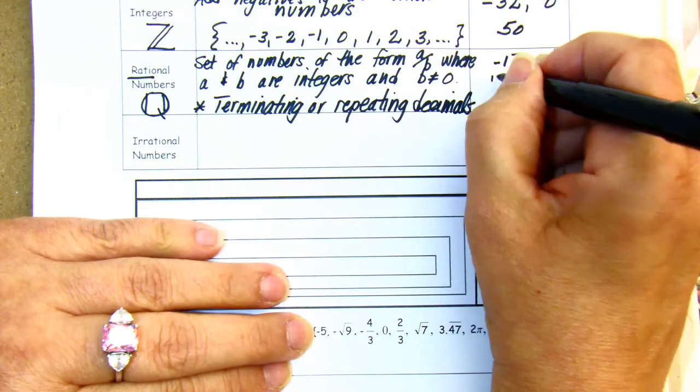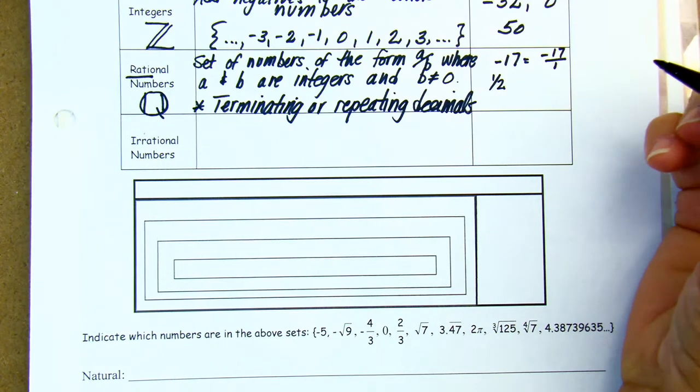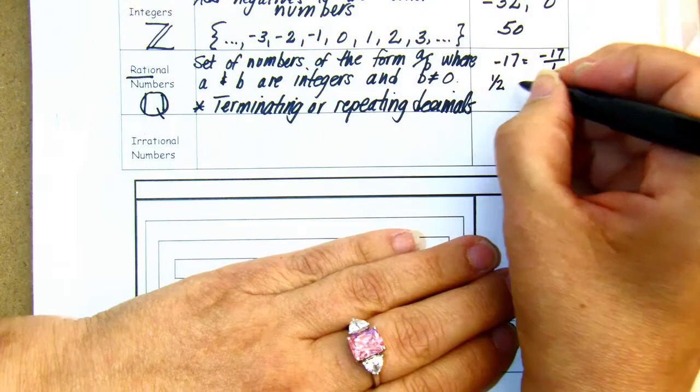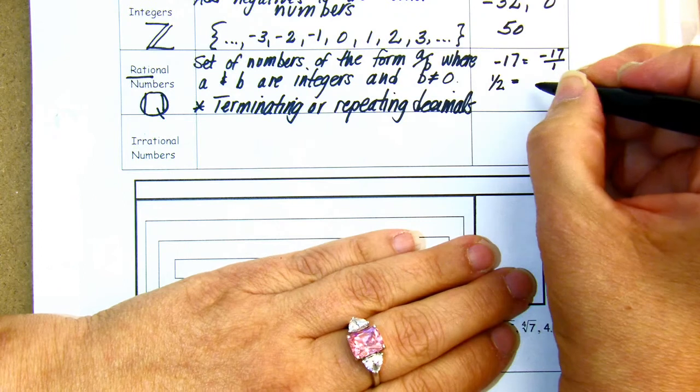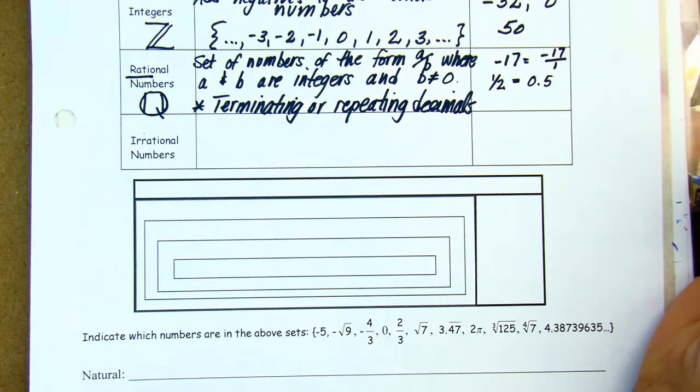1/2 is a rational number. Why? Because 1 and 2 are integers. And when I get the decimal equivalent for 1/2, that's 0.5. And notice no digits other than 0 will follow it.